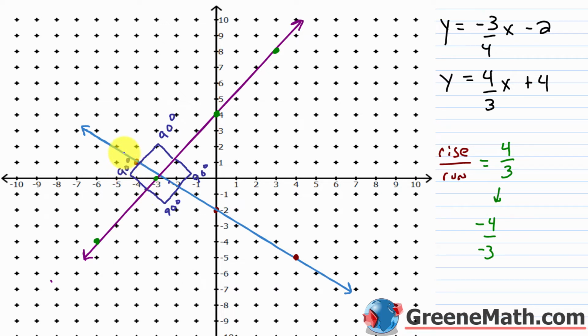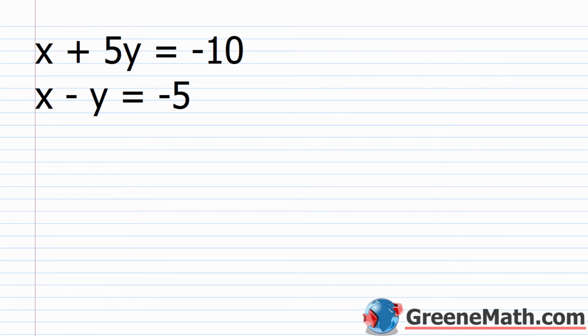So again, if you have two non-vertical lines and you multiply the slopes together, and you get -1 as a result, those two lines are perpendicular. You'll have a situation just like this one. All right, let's take a look at another one. We have x plus 5y equals -10, and we have x minus y equals -5.